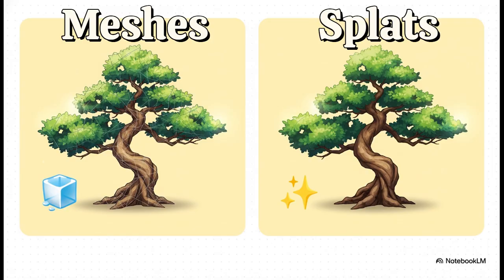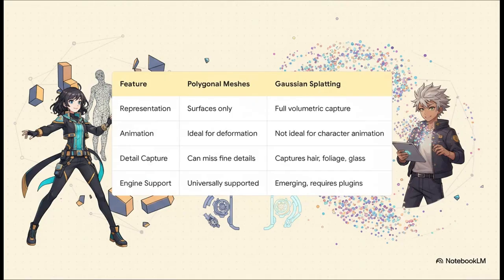Gaussian splatting just sidesteps that whole problem. It's not building a solid skin, it's filling a volume with these splats. And that makes it unbelievably good at capturing all the fuzzy, complicated stuff like leaves on a tree, or hair, or even glass. This table really breaks it down.